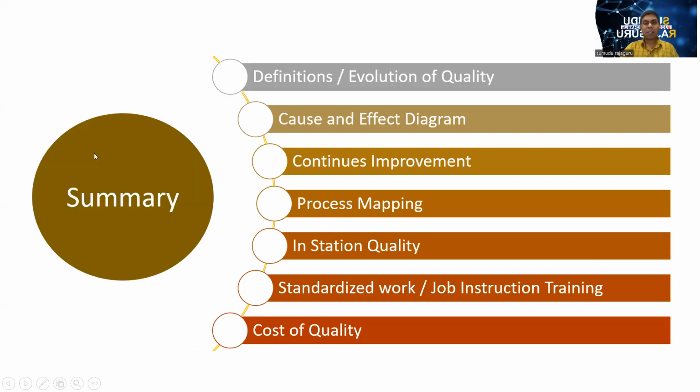This is a little bit of a big, lengthy video. We have already discussed the definition and evolution of quality, cause and effect diagram, continuous improvement, process mapping, in-station quality, standardized work, job instruction training, and finally the cost of quality. If an organization can set up all these things, definitely they can improve their quality process. Because of that, we can tell these are the strategies to improve process quality.